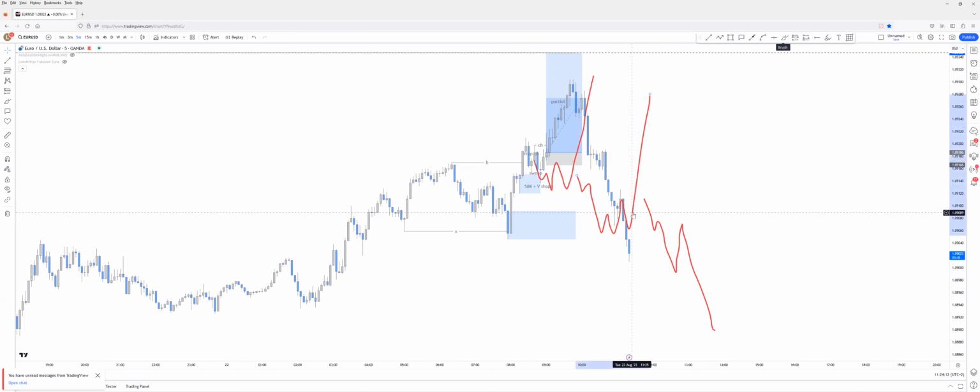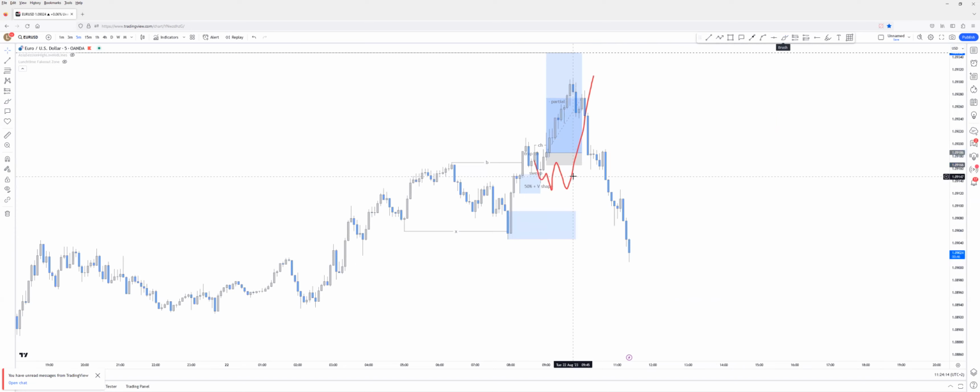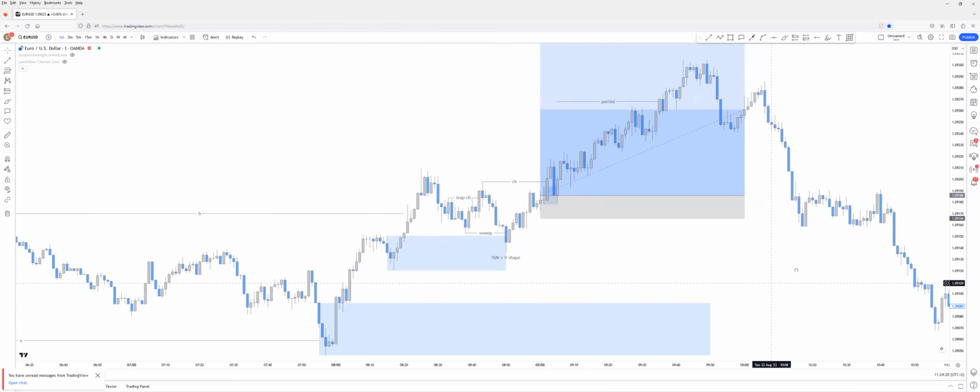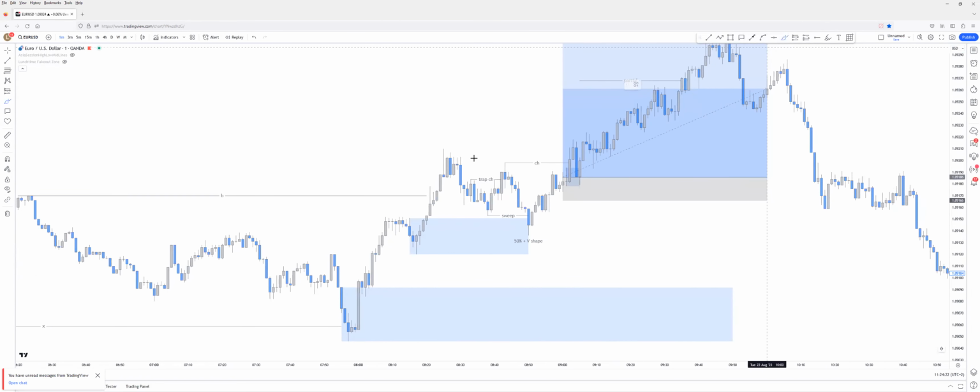All you have to do is apply one of the entry models and enter a trade with a change of character or a flip. Nothing else. So here is the actual trade that I took. Price mitigated this demand 10 minutes before the session opened, and after mitigation, it started to move up.